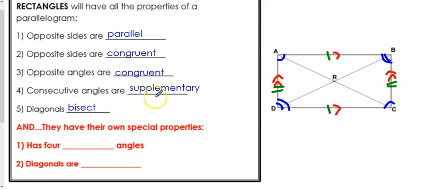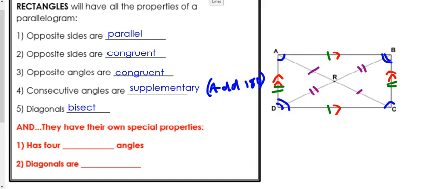We know that consecutive angles are supplementary, which just means they add to 180. So please, if you need that there, please make sure you add that. Okay, and the diagonals will bisect, which means that AR will be congruent to RC, and RD will be congruent to BR. Now, some of these may change when we talk about these special properties that belong only to the rectangle.